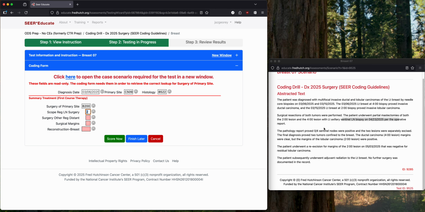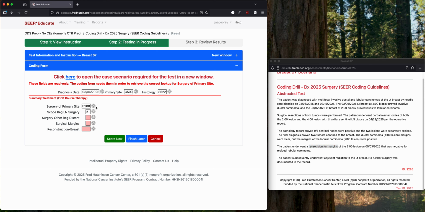Sentinel biopsy here. Path report proves 0 out of 4 sentinel nodes are positive, and the 2 lesions were separately excised. Diagnosis of the 2 tumors. Margins were clear, but this margin was positive. Patient underwent re-excision for margins. That was negative. Okay. Oh, here we go. So this is re-excision for margins.